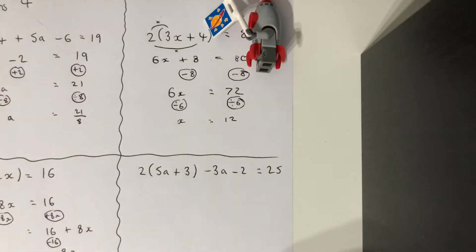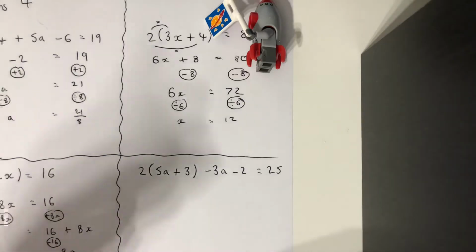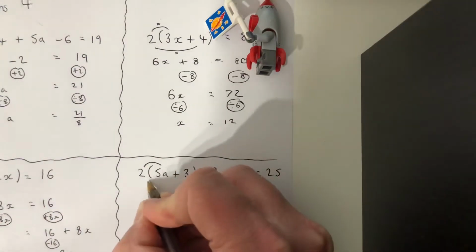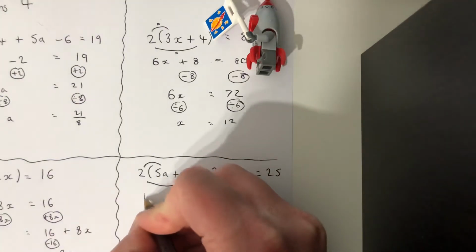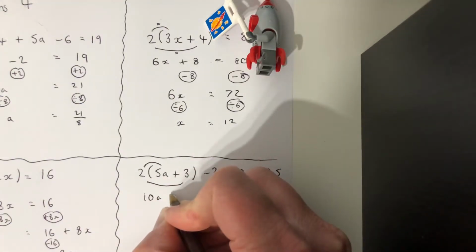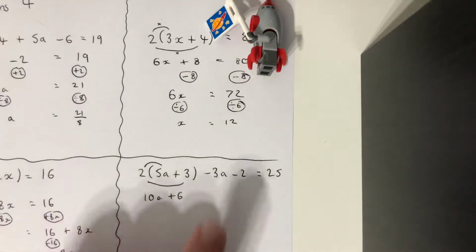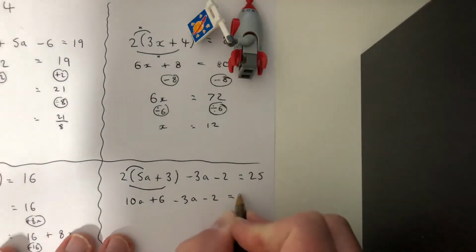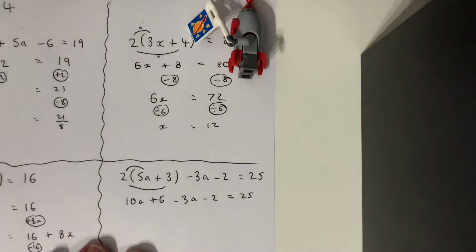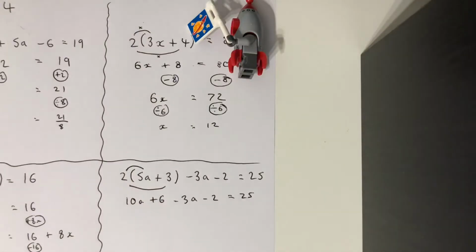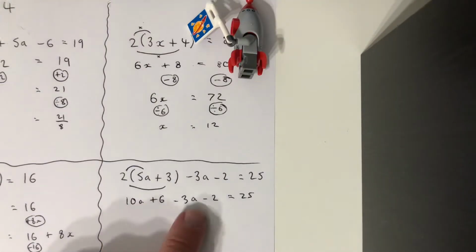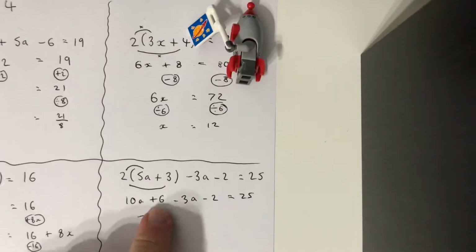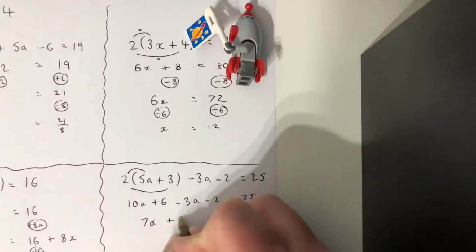Okay, so moving on, this one's got brackets and it's got some tidying up to do, a bit like the first one. So what I'm going to do here is I'll times out the brackets. 2 times 5a is 10a, 2 times 3 is 6. I've still got this being minus 3a minus 2 here, so I'll just write it down again. Always remember, you don't need to do all of the work in one line all at the same time. Now, on the third step, we can actually do a bit of tidying up. So 10a take away 3a, what's that going to equal? 7a. 6 take away 2 is going to be 4.